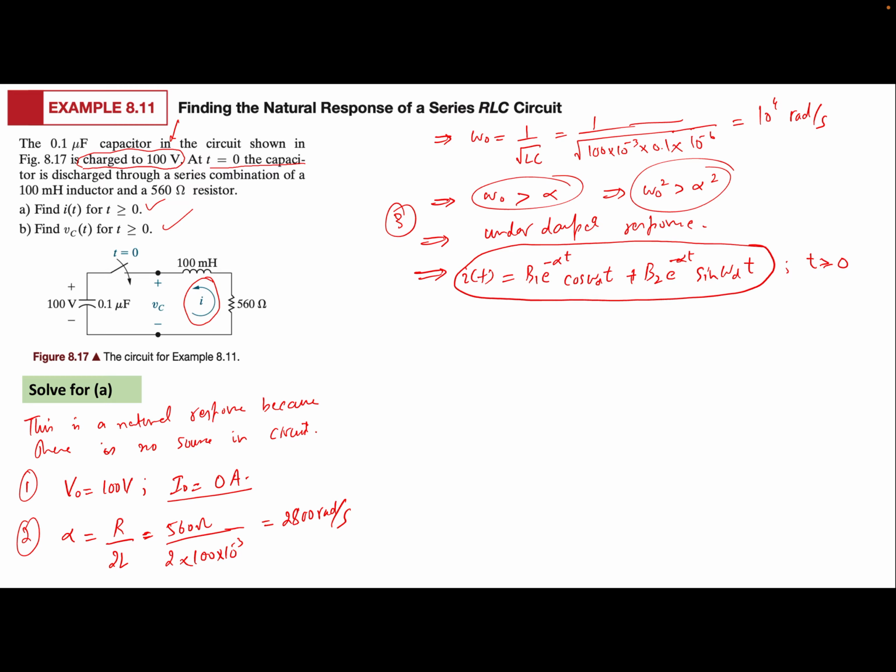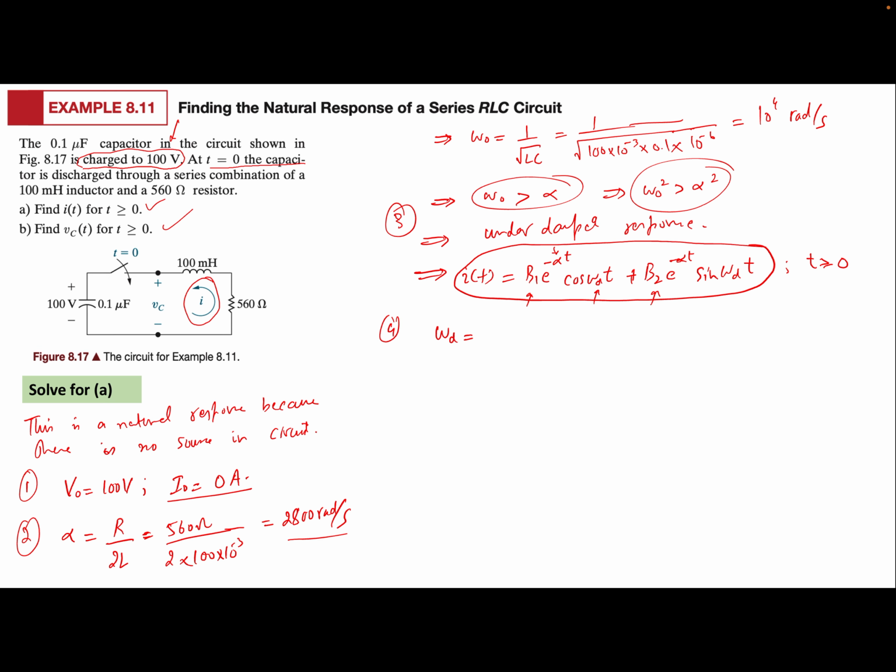In order to write this expression, I need to know the variables alpha, omega d, B1, and B2. I already know the value of alpha, which is 2800 radians per second. What about omega d? I don't know. Let's find it.